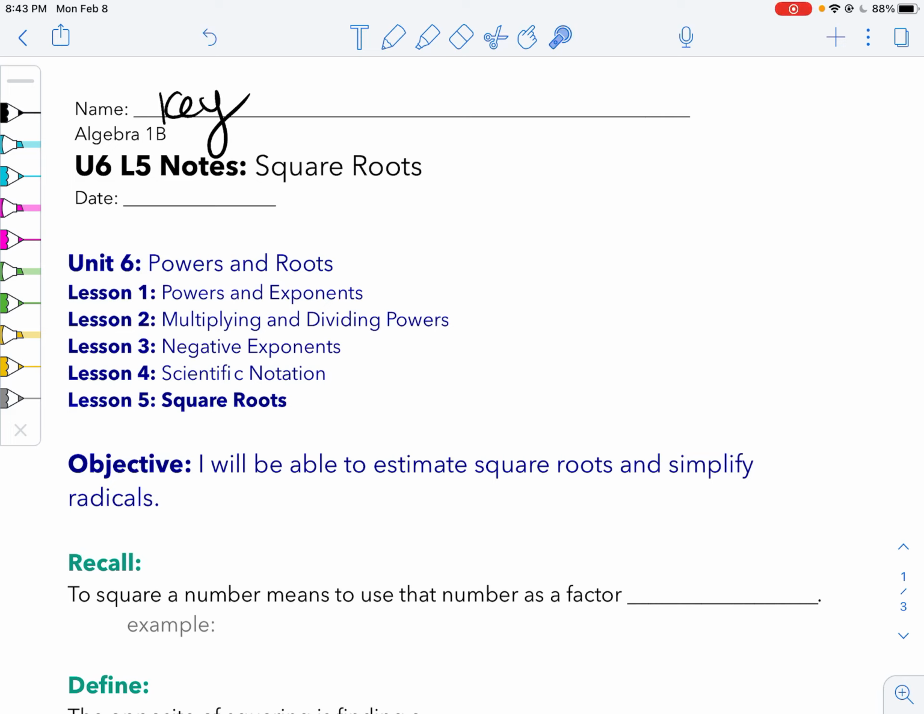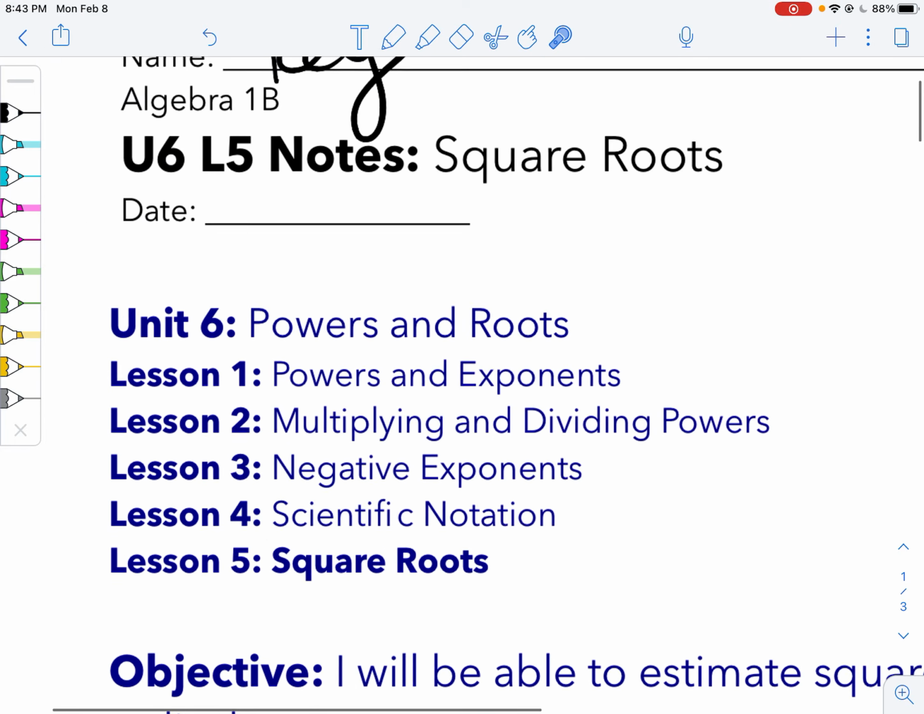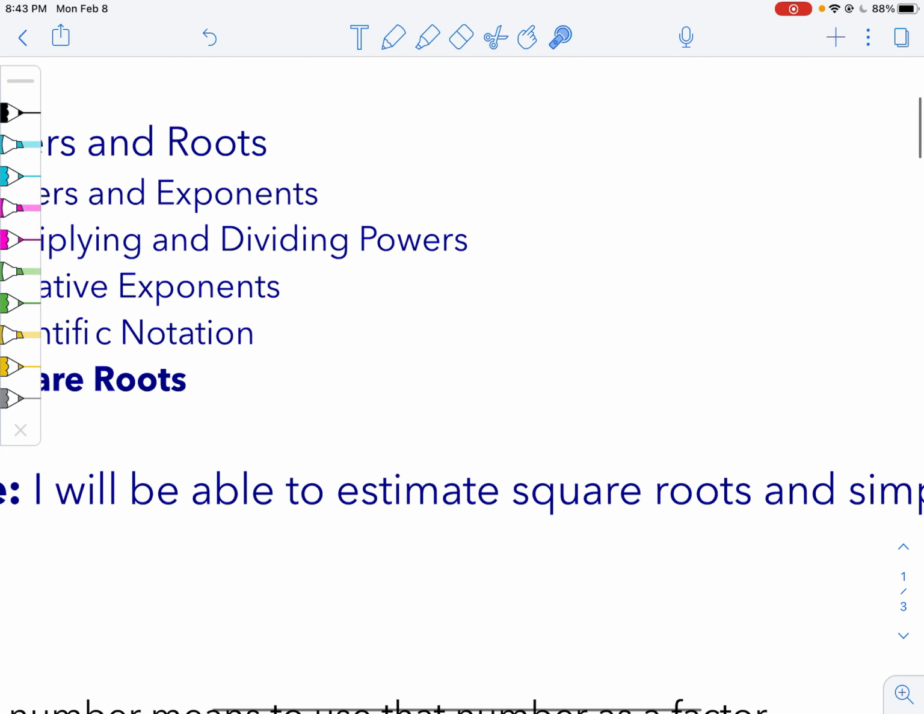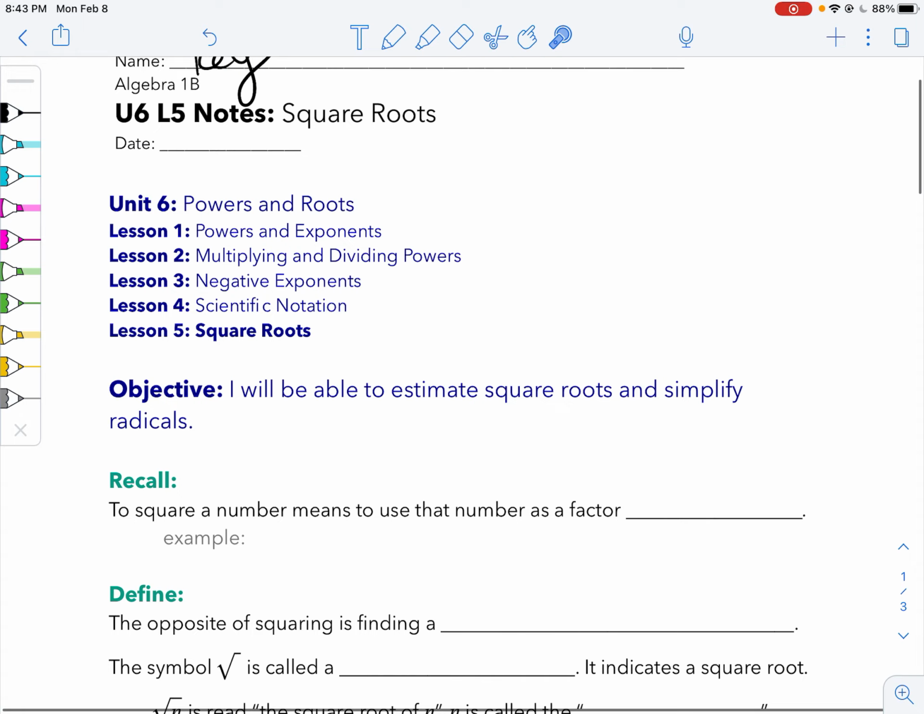Well, hello and welcome to your Unit 6 Lesson 5 notes on square roots, where a tip to be square. By the end of the day, you'll be able to estimate square roots and simplify radicals.